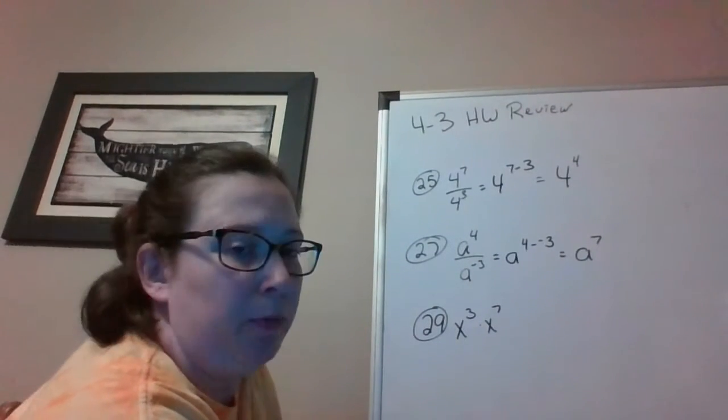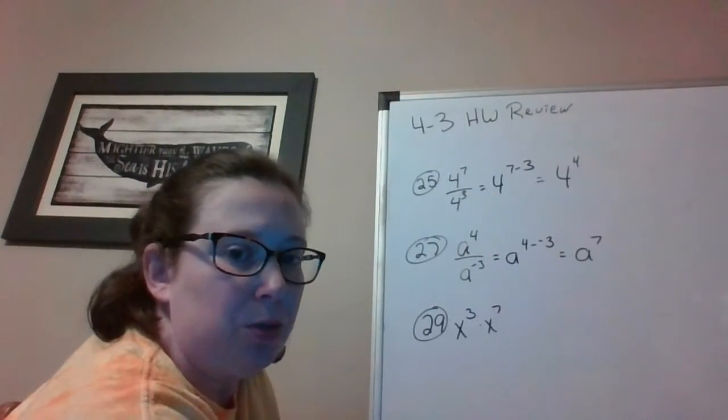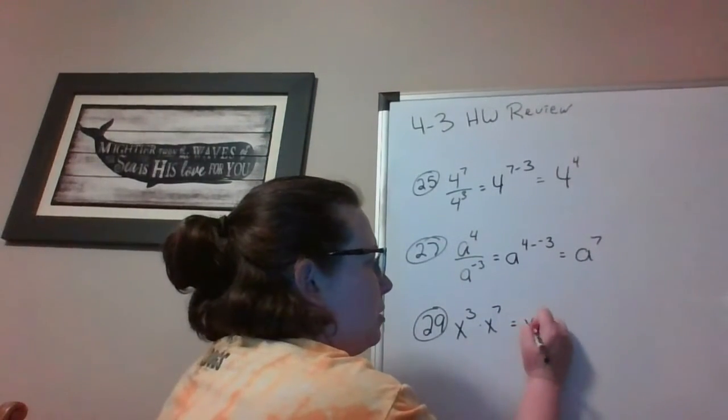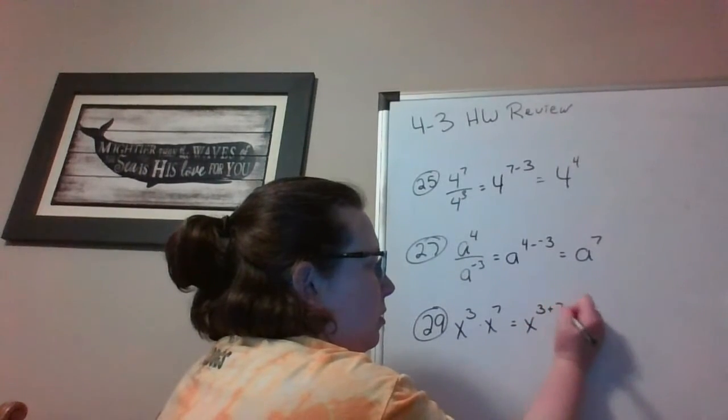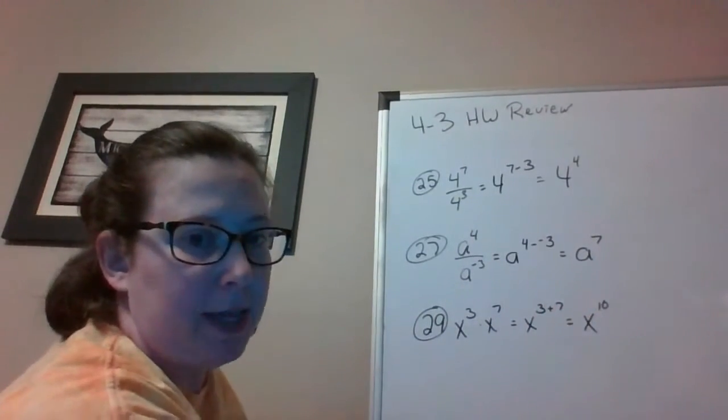In 29, we are multiplying monomials, which means we are just going to add those exponents up. We have the same base, so we can do this. And we end up with x to the power of 10.